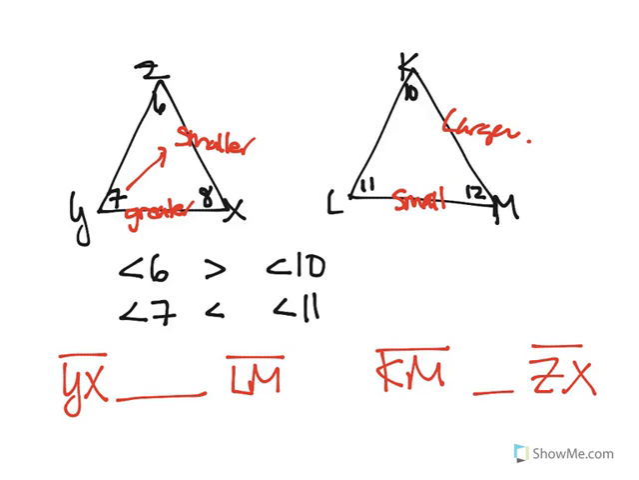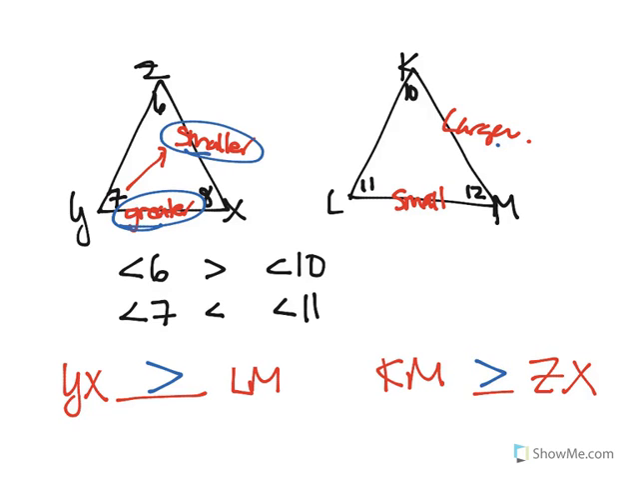And you know what, I shouldn't put those markings on top because we're doing measurements. Let's take those off. That was a brain fart. Okay, so let's look. YX compared to LM. YX is greater than LM because this is the bigger one, this is the smaller one. And how about the measurement of KM compared to ZX? KM is also greater than ZX because this is smaller, this is larger. So you see how I thought that out? 6 is greater than 10, so this side here is greater than this side, etc.